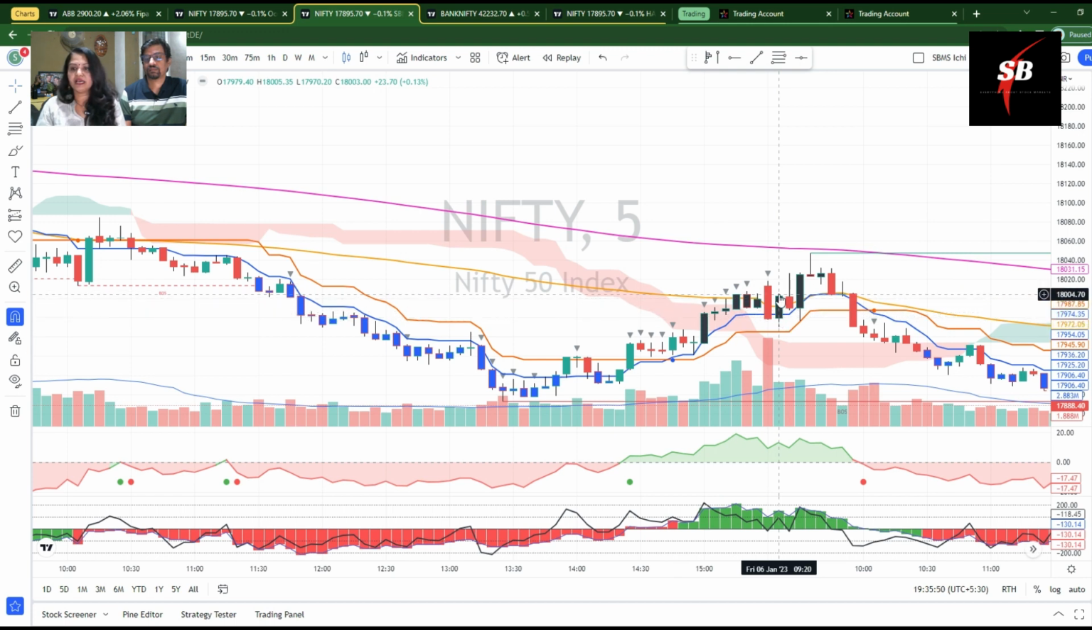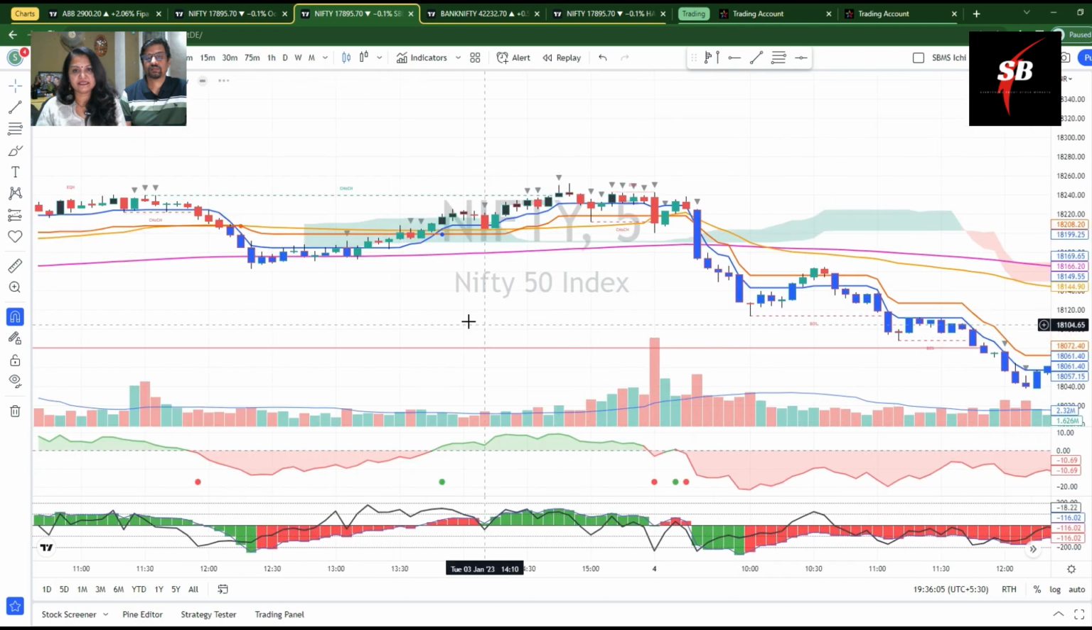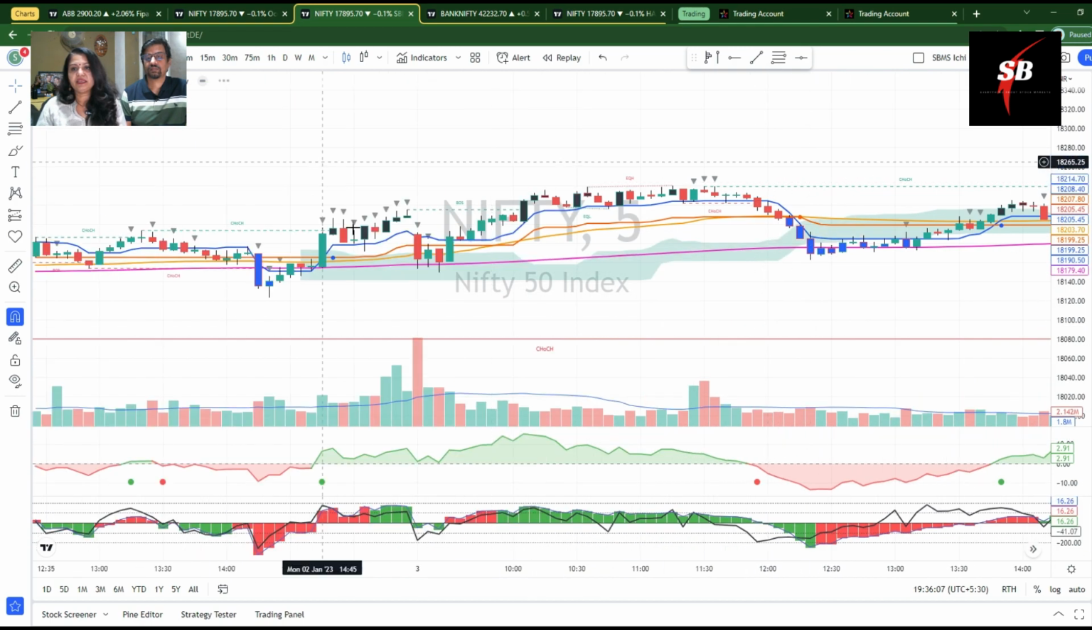So here again, all the parameters are matching, so we will initiate a buy trade over here, which gets closed somewhere here, or you can say we have exited here with a loss. So that is how we will be trading our system. You can see many examples like that.